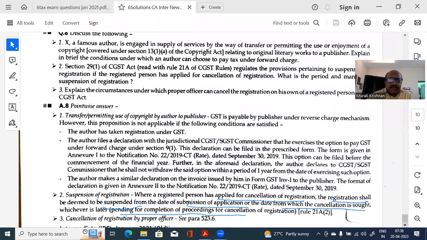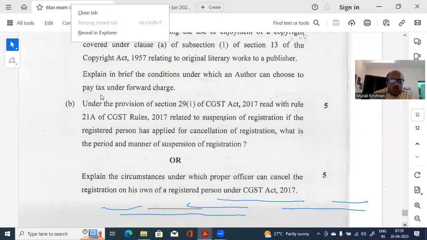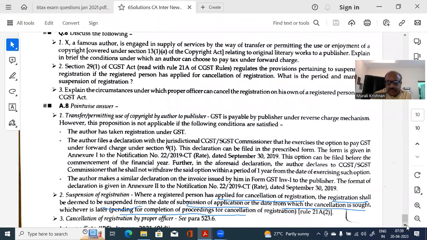So what are they asking here actually? They are asking, under what provision read with rule 21A relating to suspension of registration, if the registered person applied for cancellation, what is the period and manner of suspension? That is what they are asking. So here, he should have applied for cancellation, and the period runs from the date of submission when he's applying, or the date from which the cancellation is sought.